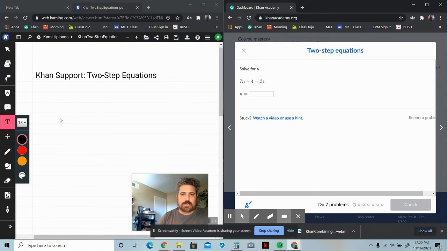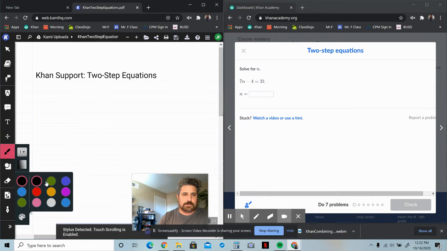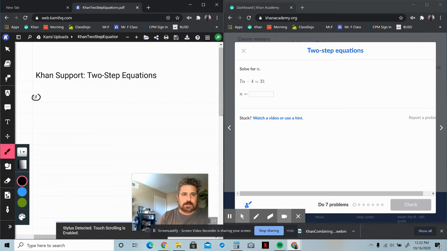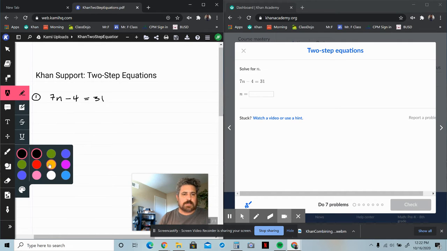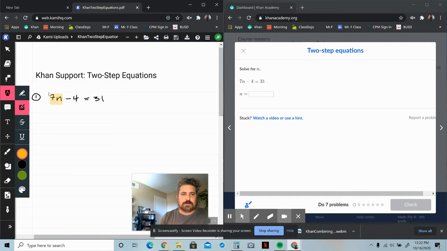This one is 7n minus 4 equals 31. So first thing, copy it down obviously. So on your paper you do something like this: 7 times n minus 4 is equal to 31. Okay, so the goal when solving a two-step equation is to get the variable by itself. You start that process by getting the variable term by itself.